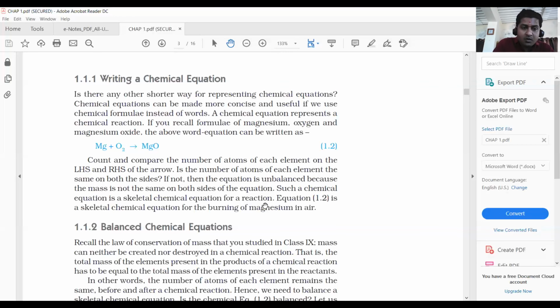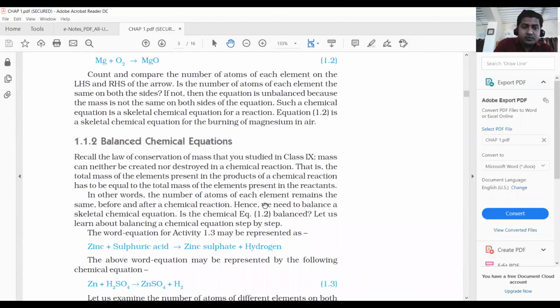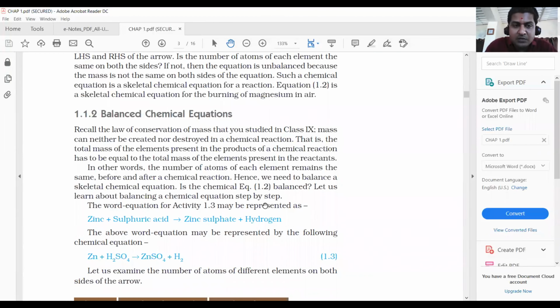So the next topic is how to balance chemical equations. To recall the law of conservation of mass we studied in the earlier class: mass can neither be created nor be destroyed. In chemical reactions we cannot create or destroy mass.